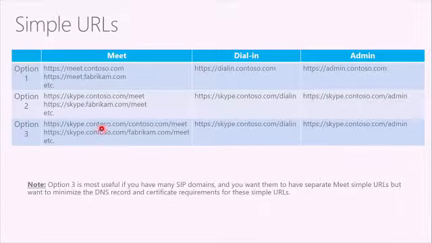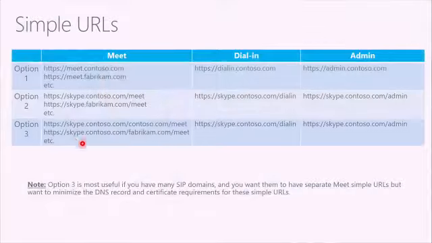We get skype.contoso.com/the SIP domain, so contoso.com in this instance, /meet. And then if we add another SIP domain, skype.contoso.com/ we put in their SIP domain, fabricam.com, and then /meet. And this would continue for all of the SIP domains that we want to support. Now, this is very advantageous if you're going to be supporting hundreds of SIP domains, because now when I go to purchase my SSL certificate, I only have to buy one name. I buy skype.contoso.com.